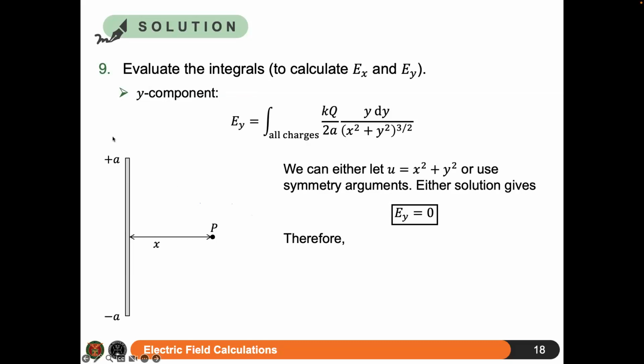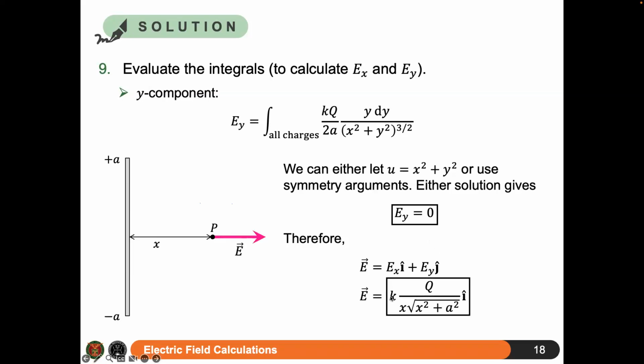So for the final electric field, Ex i hat plus Ey j hat, but Ey is 0 due to symmetry. We just have this. The total electric field is just along the x-axis.